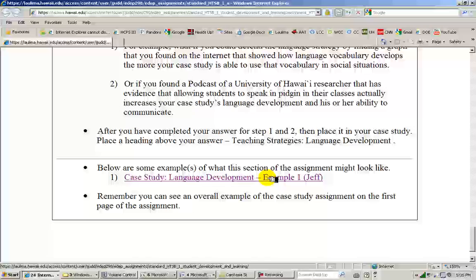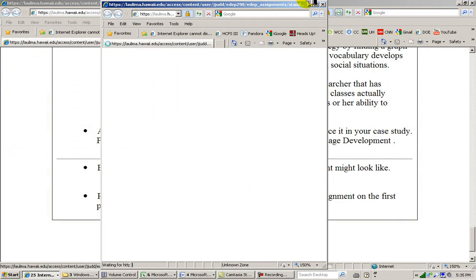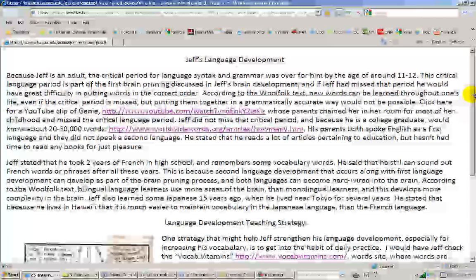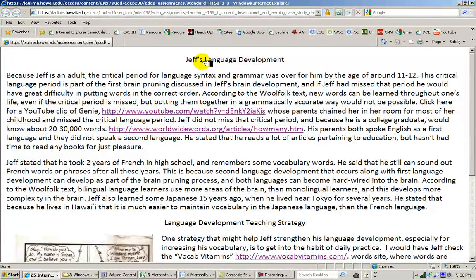And if I click on the example for Jeff, we can go to what that might look like. There's one picture there. Probably need a little more visuals here to make it look a little more exciting. But the language development is tied in a little bit with the brain.